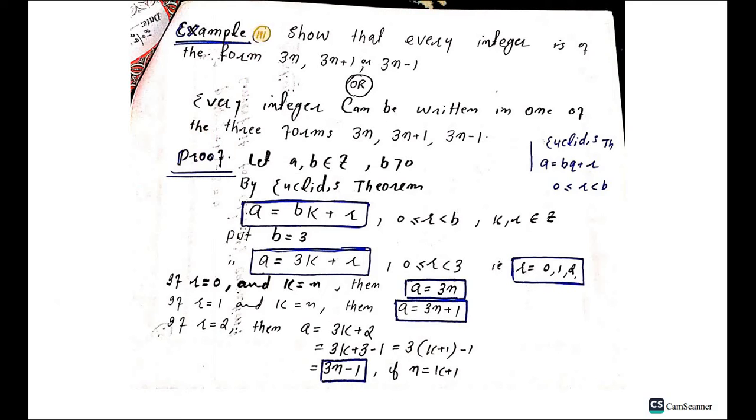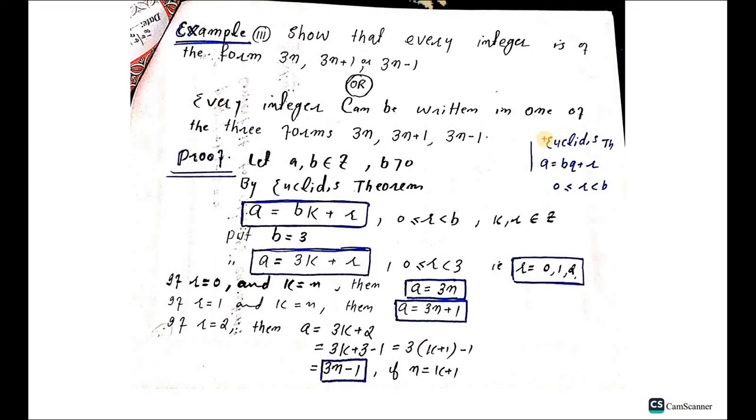This example states: show that every integer is of the form 3n plus 1 or 3n minus 1. In other words, we can say every integer can be written in one of these forms, 3n plus 1 or 3n minus 1. So we have to verify that every integer can be written in this form.